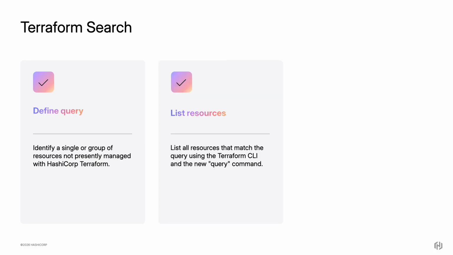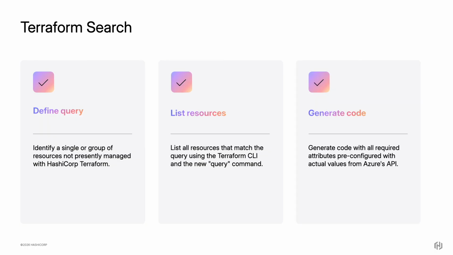Then you run the Terraform query command on the CLI and let Terraform do its job. It authenticates to Azure the way you normally do and starts querying the remote API for all the unmanaged servers. Give this a minute or two, depending on how much data you have and how many resources your query is looking at. And then you're ready for step 3, generating code.